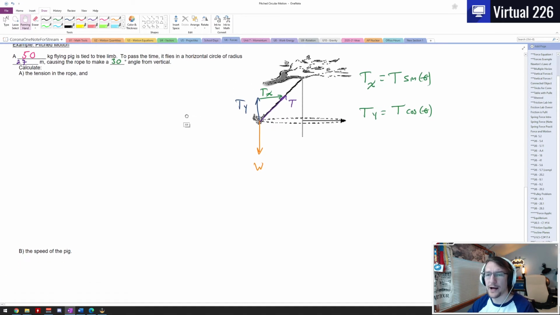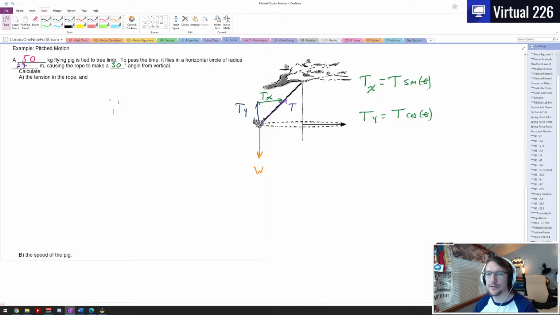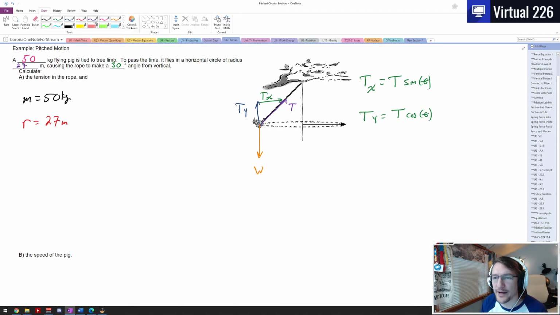So in our problem here, and these are just numbers that were given to me by students just moments ago, we have a 50 kilogram pig. So our mass here is 50 kilograms. And the radius of the circle that pig is flying around is a wonderful 27 meters, because that's easy to multiply and divide by. And the angle from the vertical, so this angle right here, our angle theta, is 30 degrees. And that's actually a nice angle. Sine and cosine are pretty well known at 30 degrees.